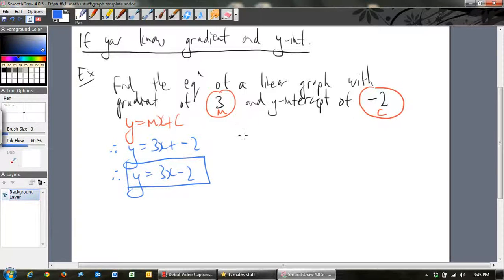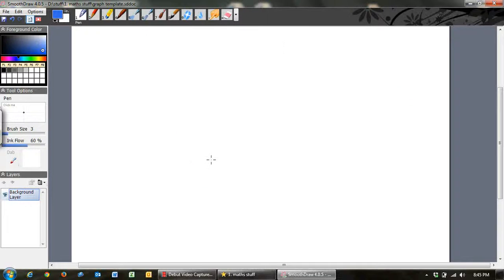Okay, so that's a really easy example where you're looking for the gradient, you're looking for the y-intercept. If you know those two, then you just put those in. Instead of writing m, you write the 3. Instead of writing c, you write the -2. So that's a nice way to start. It is not always that easy though, but that is the first sort of type of question.